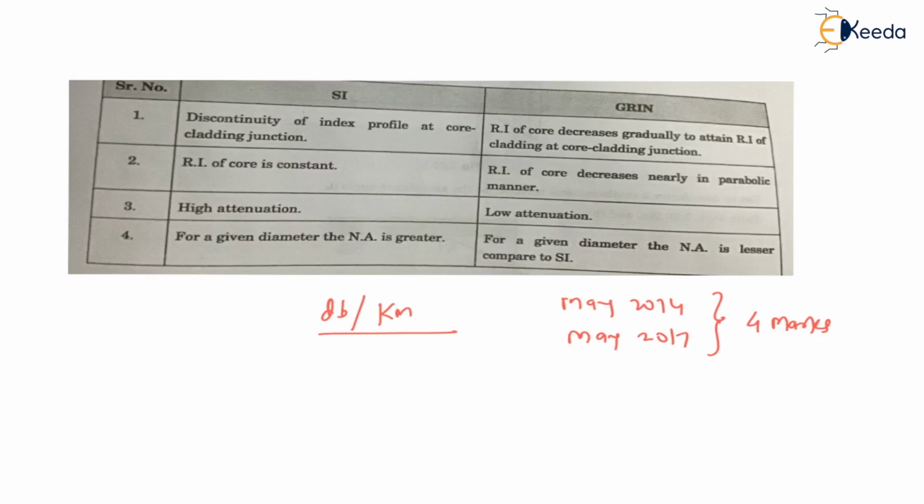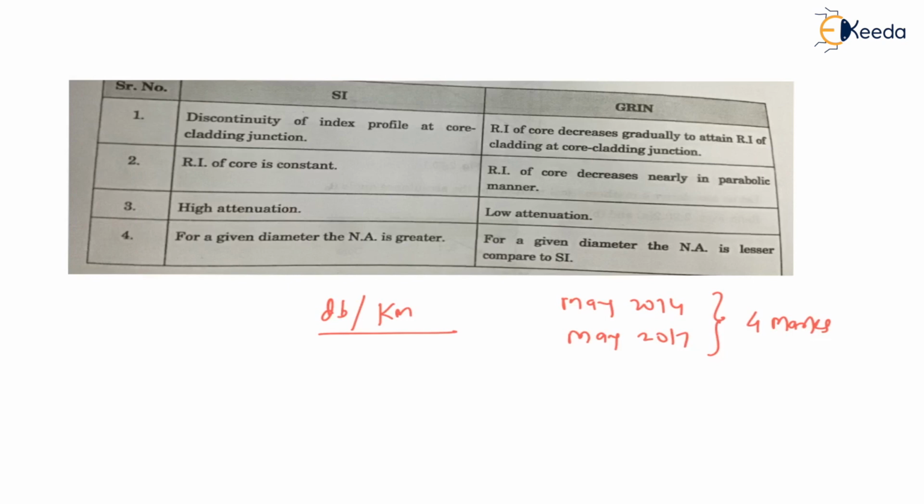I hope, my dear students, in today's session, we have gone through some problems, different types of problems, which were based on numerical aperture as well as acceptance angle. And then at the last, we have discussed the difference between step index fiber and graded index fiber in tabular form. And remember, this question was important as it was asked two times before for 4 marks.